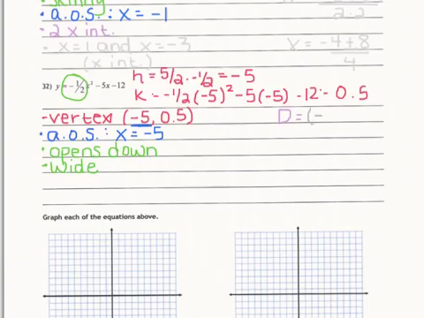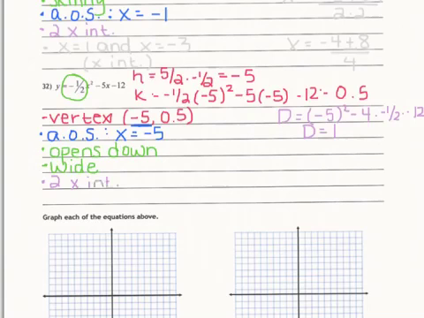It would be negative 5 squared minus 4 times negative 1/2 times negative 12. Let's see, that's going to be 25 minus 24, I believe. Yep, 25 minus 24, which is 1. That is positive. Okay, so I'm still going to have 2 x-intercepts.